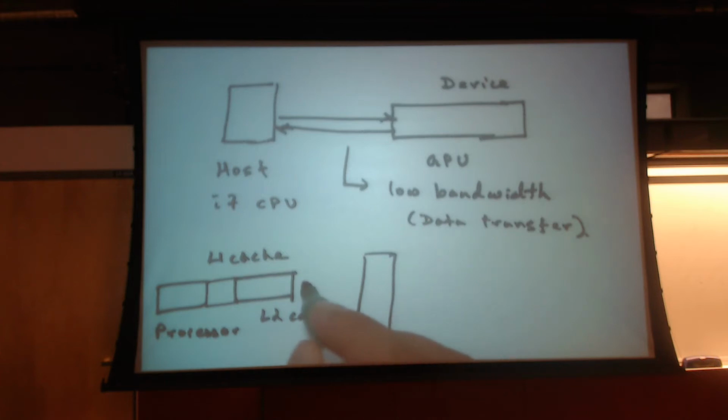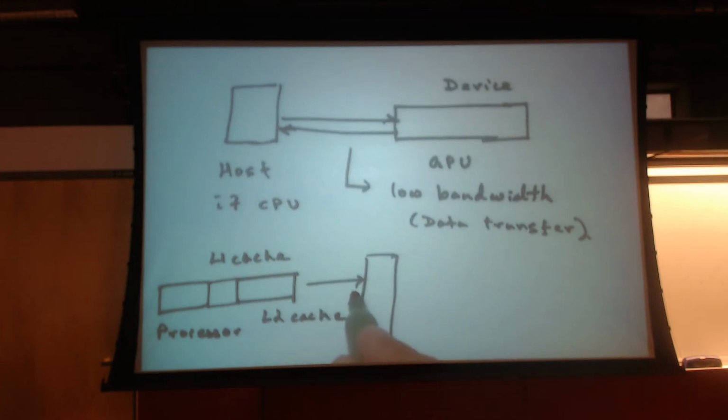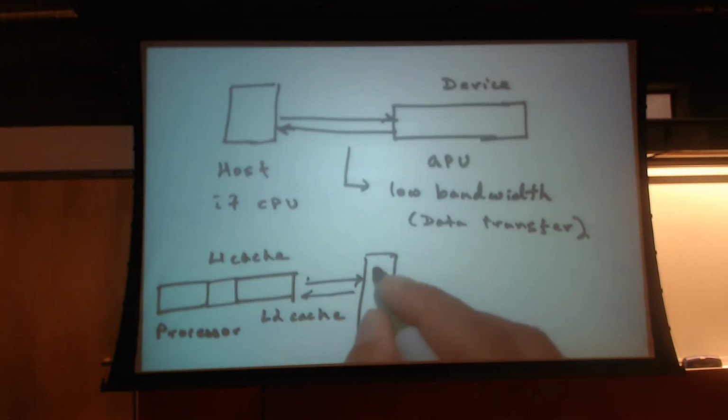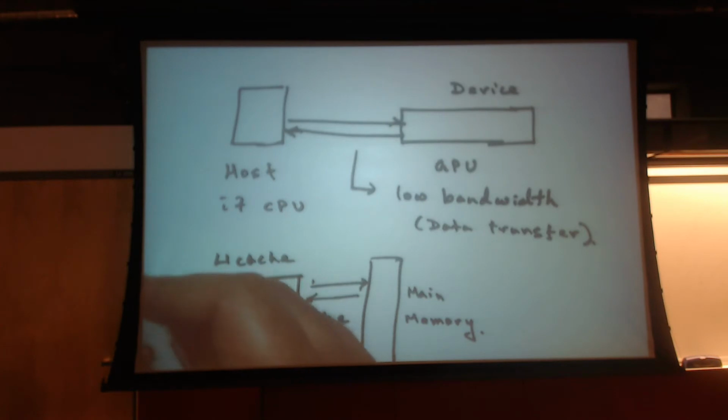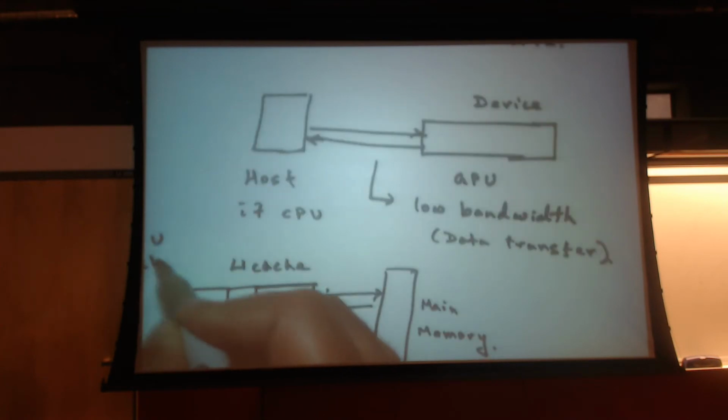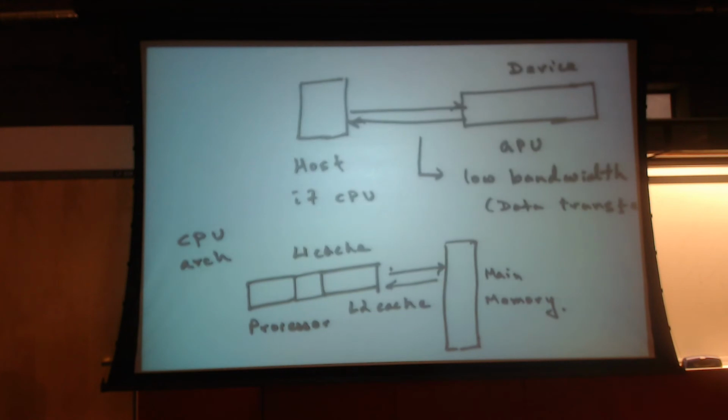You have to connect the processor to the main memory using some interconnect bus. And this main memory access is typically very slow. And the organization is that the total amount of L1 cache is less than the total amount of L2 cache, and is much less than the main memory. That's the organization in a CPU. So this is the CPU architecture.